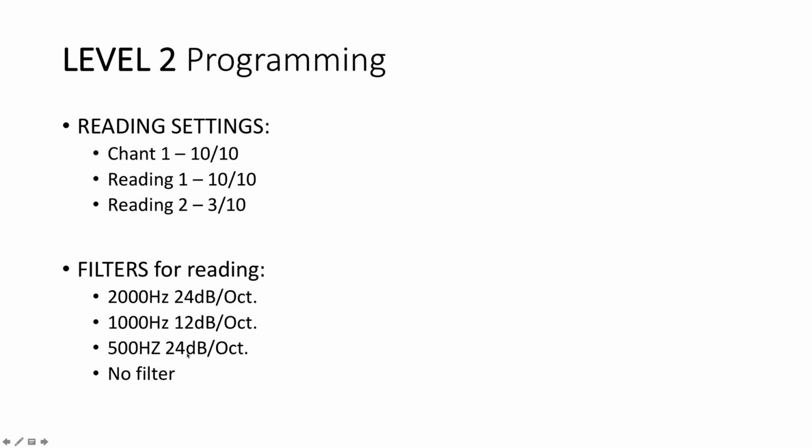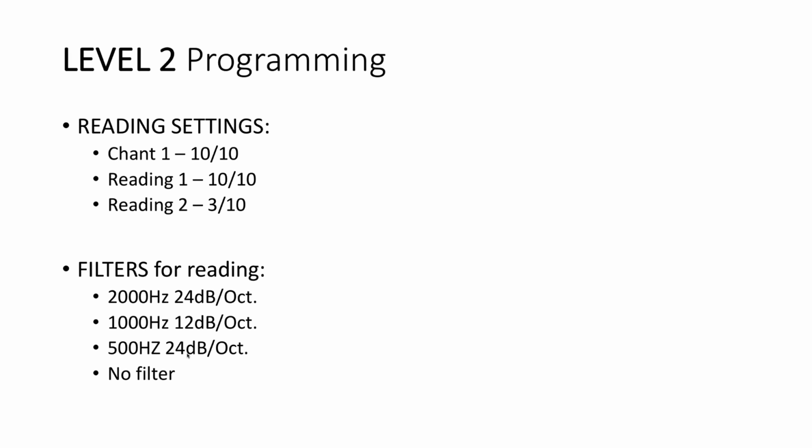And then you have the 500 filter, which can be used also in reading 1, reading 2. If you have a lot of errors of selectivity above 1000, you don't use this filter. We're going to work higher up. You can use it with hearing loss. You can use it in cases of epilepsy. You can use it also with Chan 1.